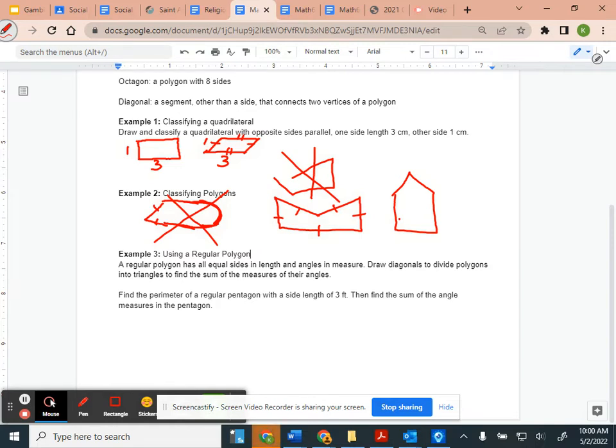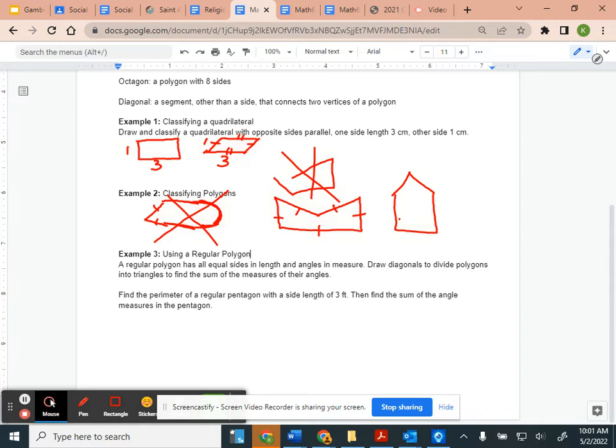All right, let's look at using a regular polygon. A regular polygon has all equal sides in length and angles in measure. Would this one right here be a regular polygon? No, because they're not all the same side lengths. To be a regular polygon, it has to have equal side lengths.